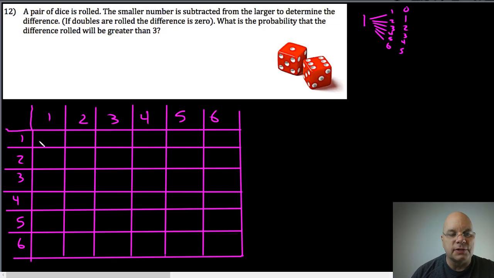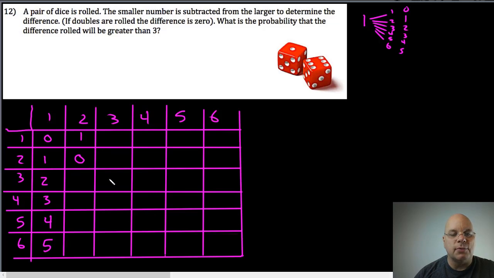I'm going to place the difference in each of these boxes. If I roll a 1 and a 1, the difference is 0. If I roll a 1 and a 2, the difference is 1. A 3 and a 1, the difference is 2. A 4 and a 1, the difference is 3. A 5 and a 1, the difference is 4. If I roll 6 and 1, that's a difference of 5. If I roll a 2 and a 1, that's a difference of 1. 2 and a 2, that's a difference of 0.